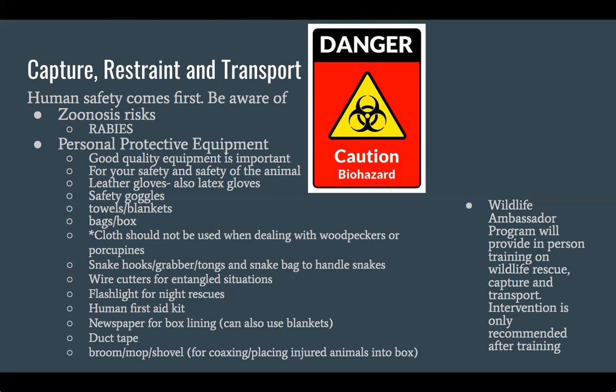So, personal protective equipment includes leather gloves. You could also wear latex gloves with the leather gloves, of course, safety goggles, towels or blankets, a bag or boxes, snake hooks, snake grabbers, snake tongs, a snake bag to handle snakes, wire cutters for entangled situations, a flashlight for night rescues, a human first aid kit, sorry, for your safety, newspaper for box lining, and you could also use blankets or sheets or towels for that, duct tape to hold down animals, a broom, a mop, or a shovel for coaxing or placing an injured animal into a box.